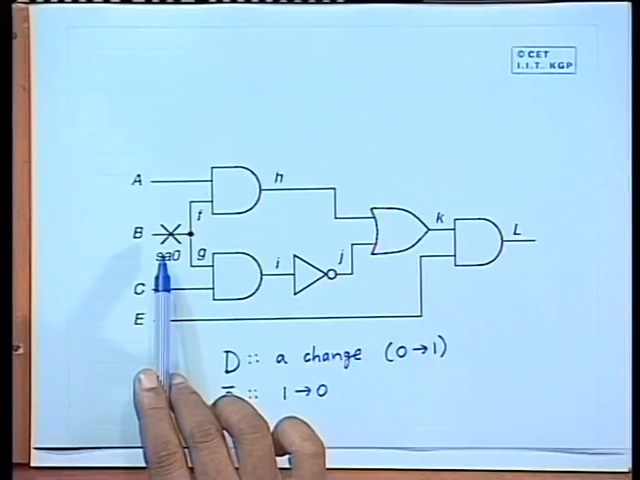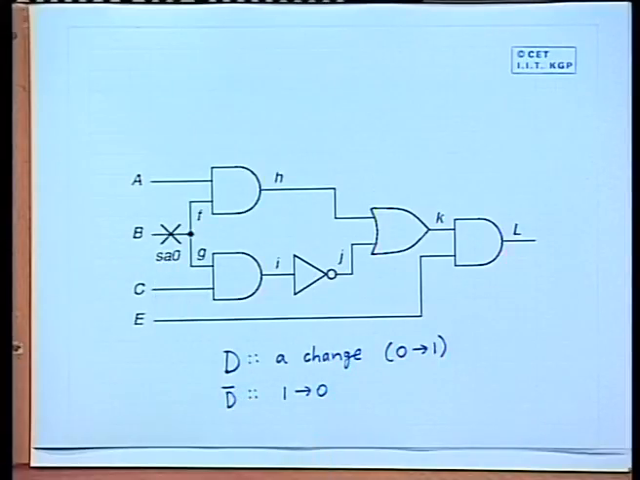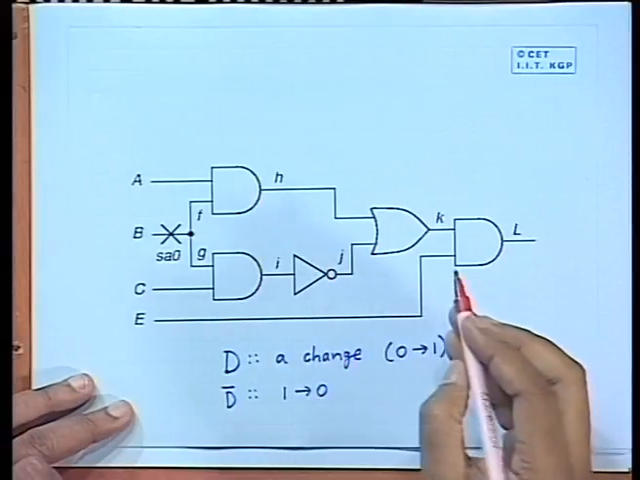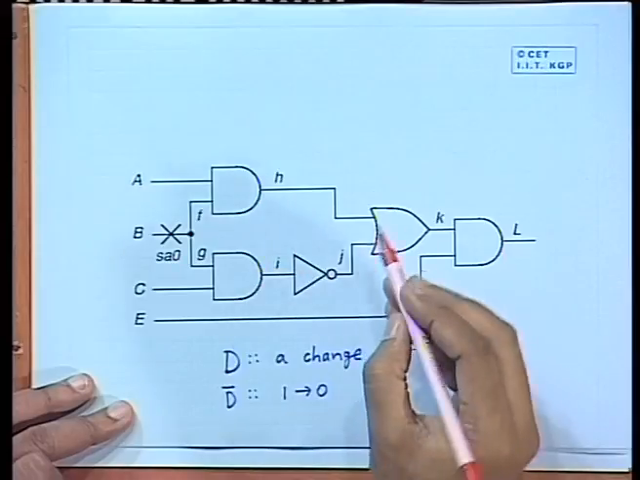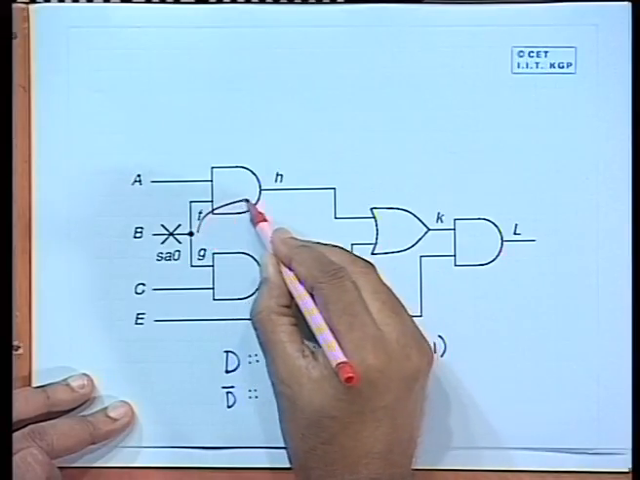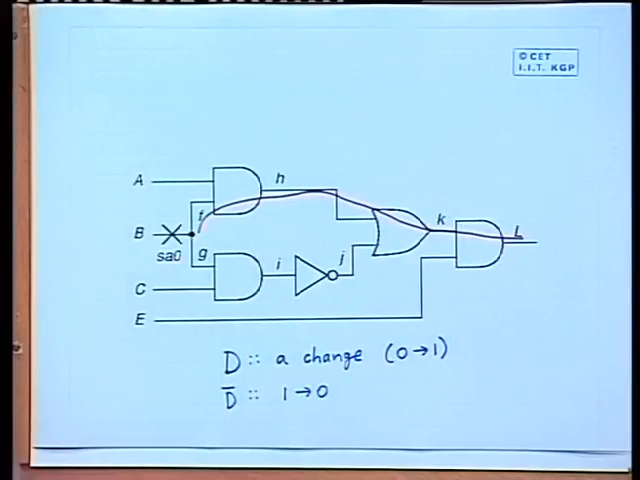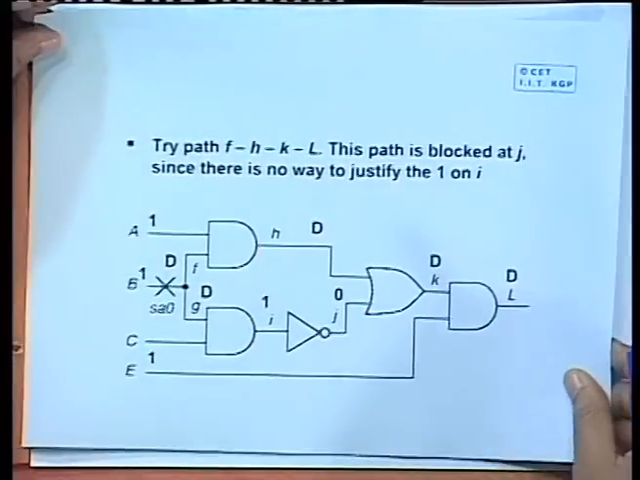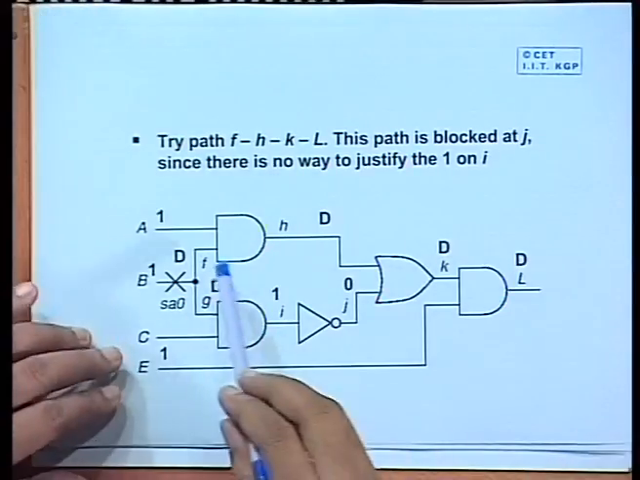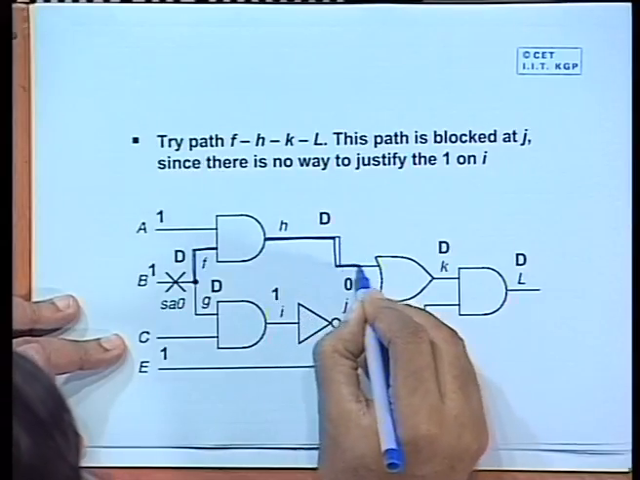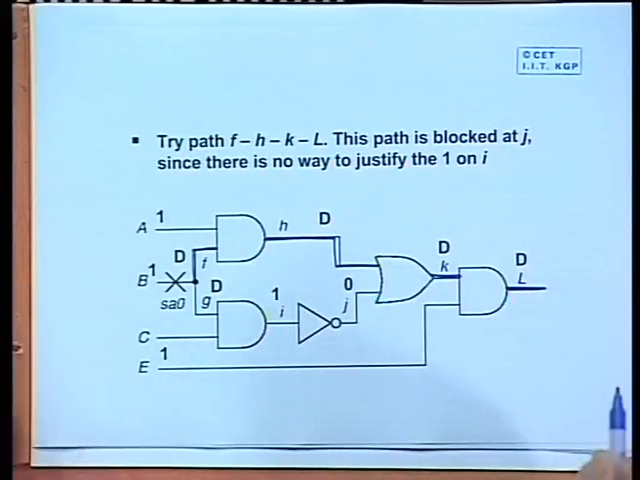Now, in this circuit we want to detect this fault. Let us try the first alternative. The first alternative is that we try to see if we can propagate the fault through the path F, H, K, L. Let us try this path, whether we can propagate this fault through this path. Okay. Let us see it. So, we are trying to propagate it through this path F, H, K and L. Okay.